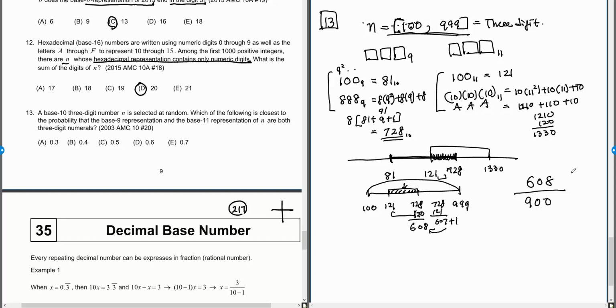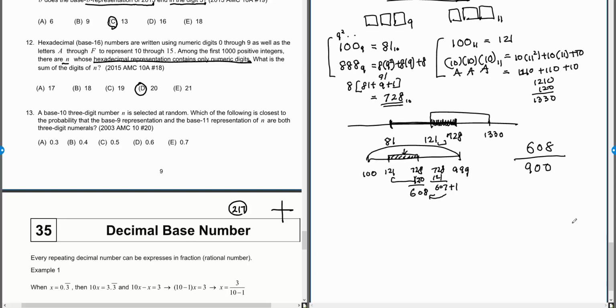So we're going to find which answer choice is the closest number. Is it close to this number or this number? We're going to check it out.